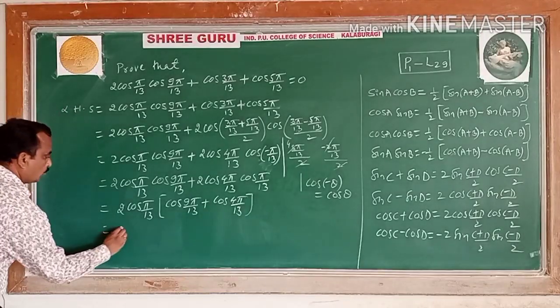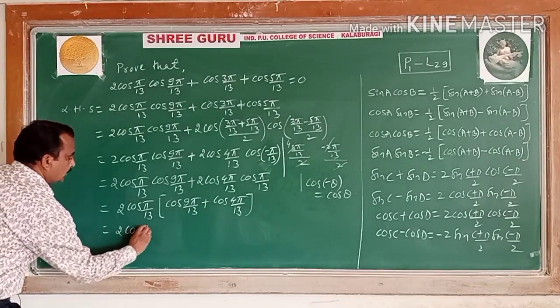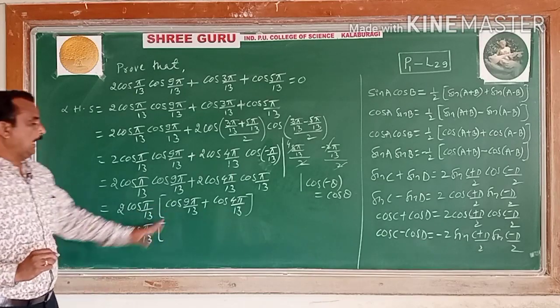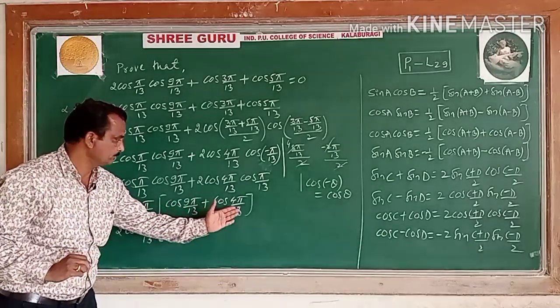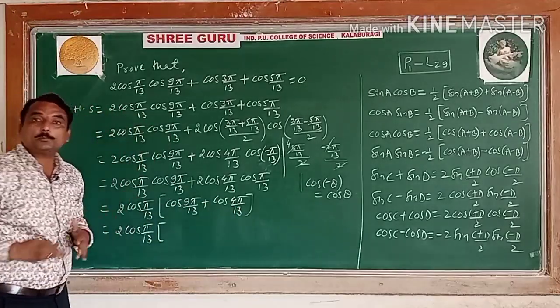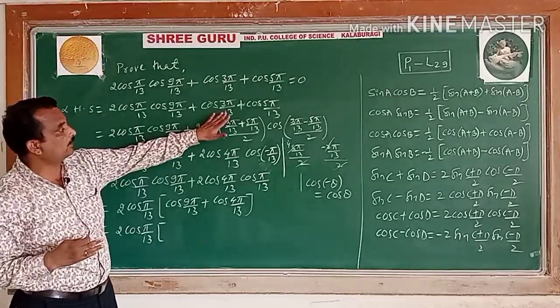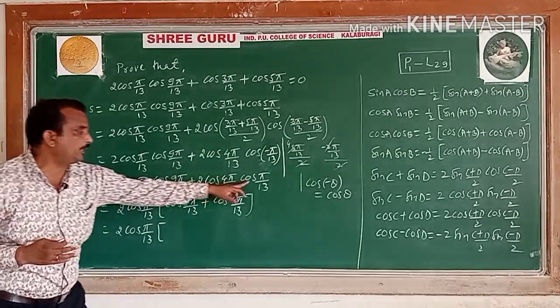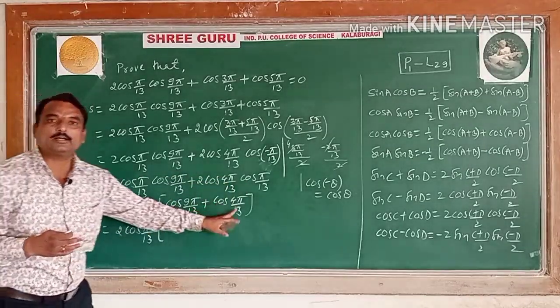Then this is equal to 2 cos pi by 13, applying cos C plus cos D here. But a product is there. We have not applied the product formula here. See, first we have applied cos C plus cos D. In that, one common term we get, which we have taken outside. Again applying cos C plus cos D.